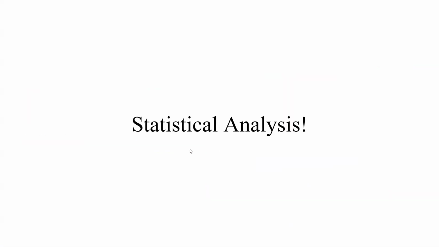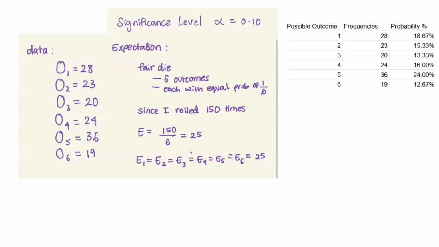Now to the statistical analysis. So again, our data, this big O is not a zero, it's an O. O here stands for observed. We observed one 28 times, two 23 times, three 20 times, four 24 times, five 36 times, six 19 times. To calculate our expectation of a fair die, there are six outcomes, each with an equal probability of 1 over 6, and since we rolled this die 150 times, we multiply the equal probability by 150 and get an expectation of 25 for each possible outcome.